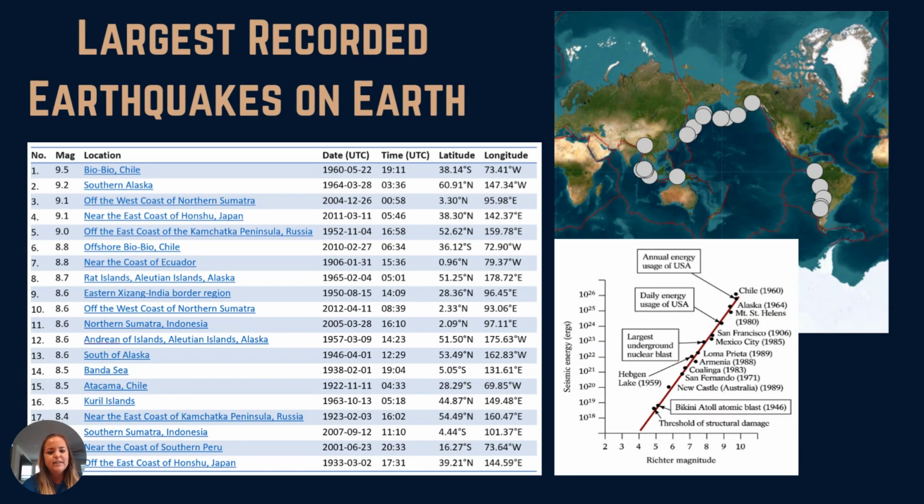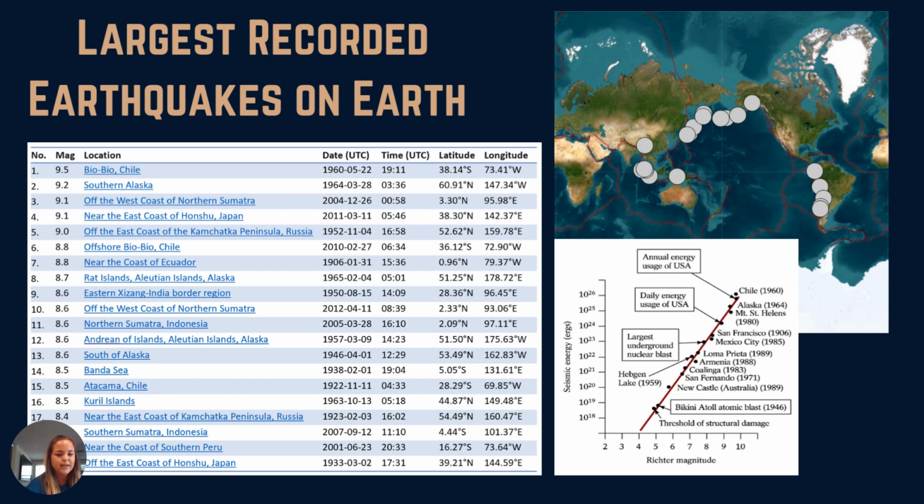All right, so here is a list of the 20 largest recorded earthquakes on Earth. This is updated in 2019 by the USGS, and the map shows you where all those earthquakes have taken place. Where are all those earthquakes? They are around the Ring of Fire. They're around the Pacific Plate.